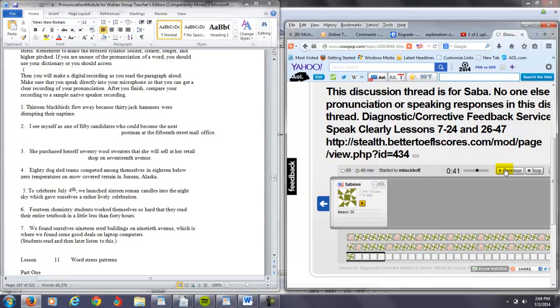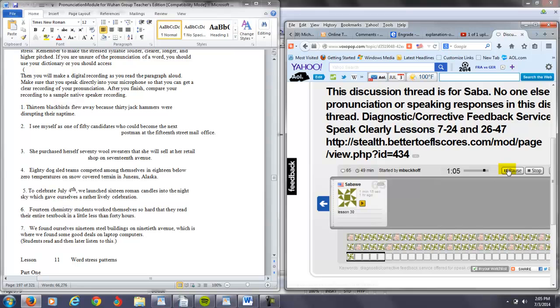Juneau, Alaska. To celebrate July 4th, we launched 16 Roman candles into the night sky, which gave ourselves a rather lively celebration. Interesting. You just completed this sentence. To celebrate July 4th, we launched 16 Roman candles into the night. And guess what? Tomorrow is July 4th. 6. 14 chemistry students worked themselves so hard that they read their entire textbook in a little less than 40 hours. In a little less than 40 hours.